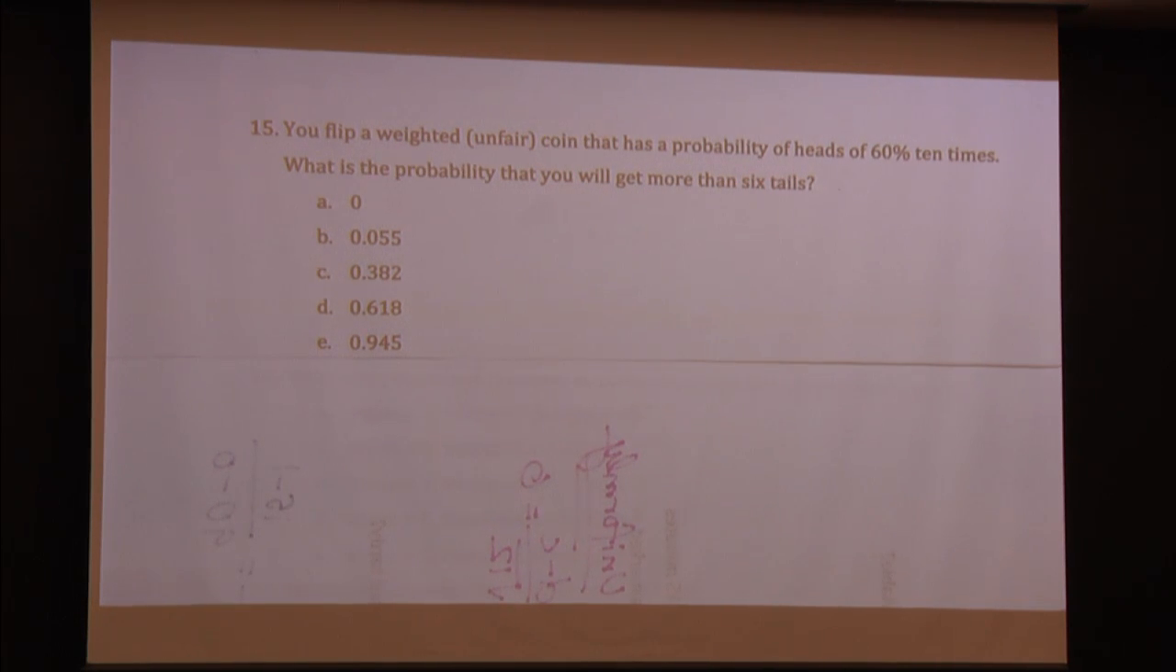So here we're dealing with a weighted coin. So normally a coin has a 50-50. This one's not a fair coin. You may hear of unfair dice. So here the probability of heads is 60%, and we flip that coin 10 times. And I ask the probability that we're going to get more than 6 tails. What kind of distribution or way of solving are we looking at? What kind of problem?